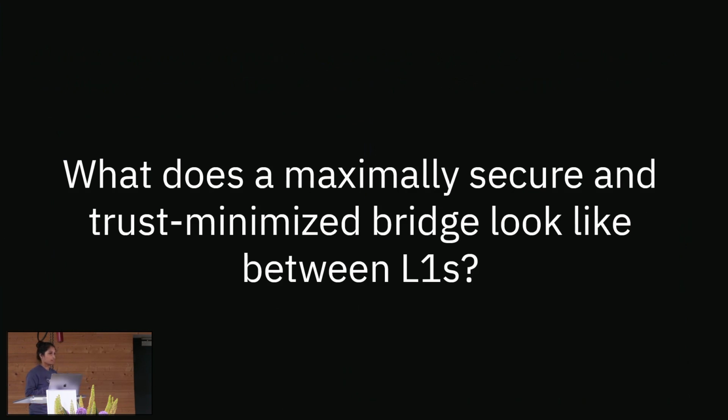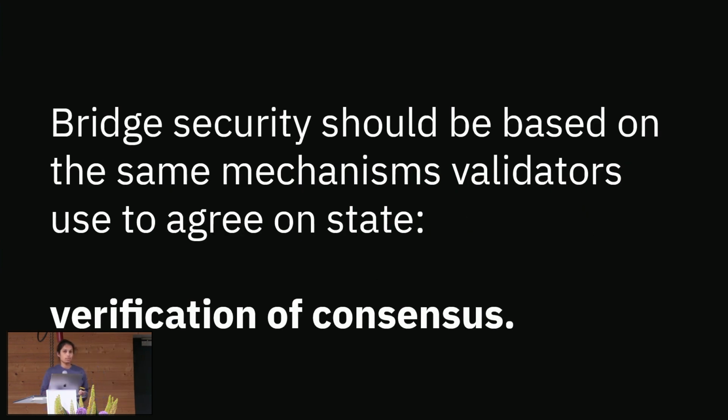Okay, so I've talked a lot about the current problems with the bridging landscape, and so let's start talking about solutions. So what does a maximally secure and trust-minimized bridge look like between L1s? If we were in a world in which on-chain computation was not expensive and we didn't have to worry about those practical limitations, then a really simple and elegant solution comes to mind. We already have a method for a decentralized group of validators to agree on the state of a chain. It's called a consensus protocol.